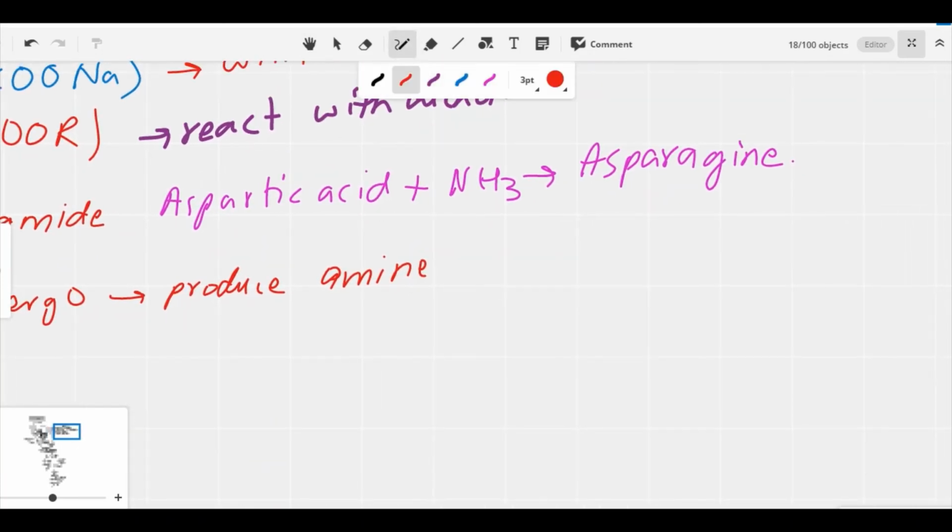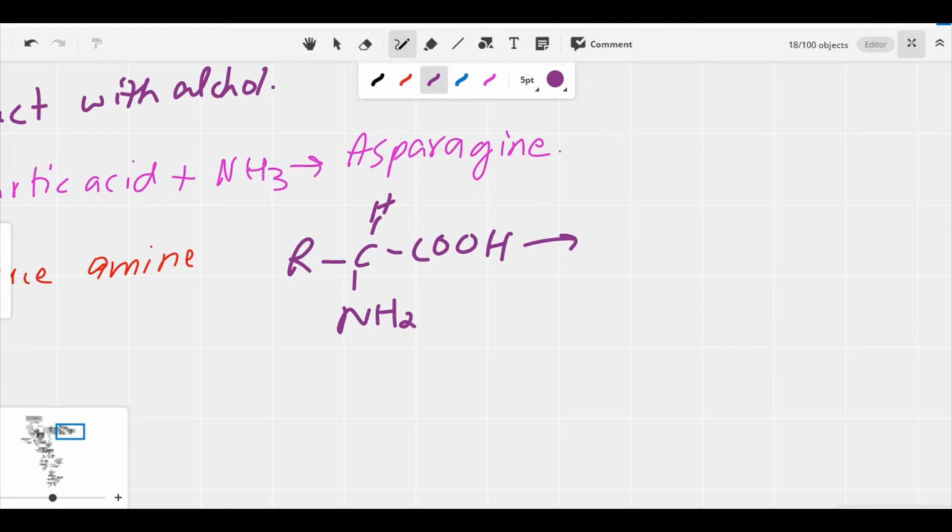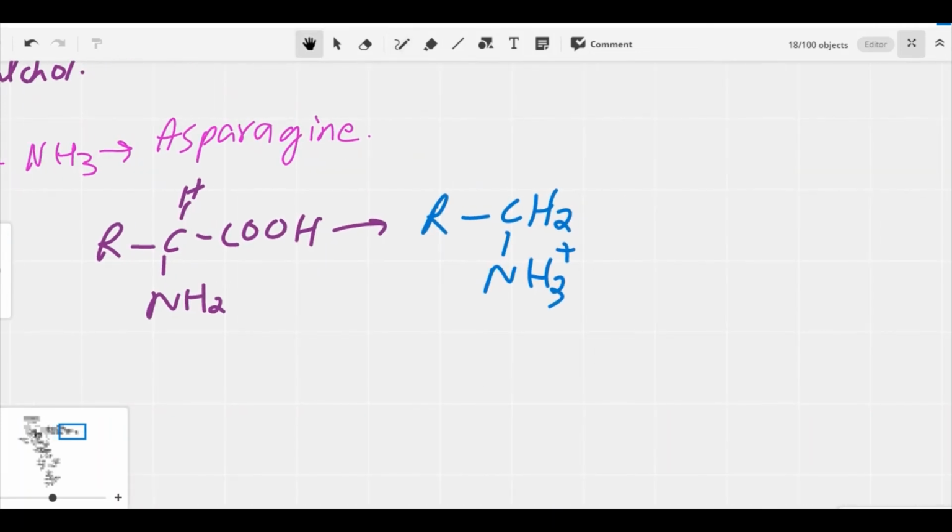Okay, in this case I am going to write a general reaction. For example, here is RCH and here is NH2 that will undergo decarboxylation, and it will make RCH2 NH3 positive. Okay, so that will make an amine. Here in this case the loss of carbon dioxide takes place.